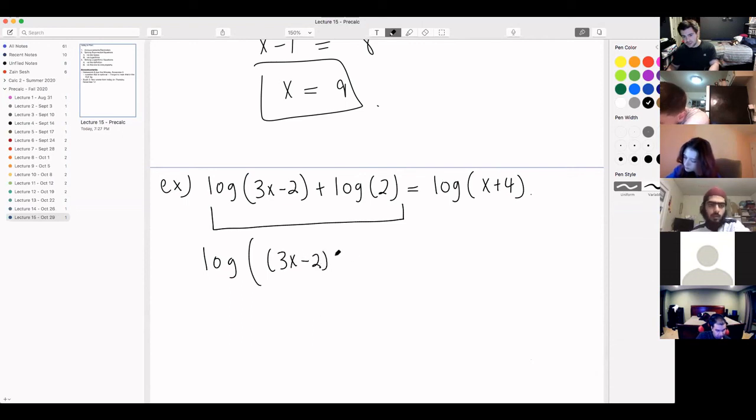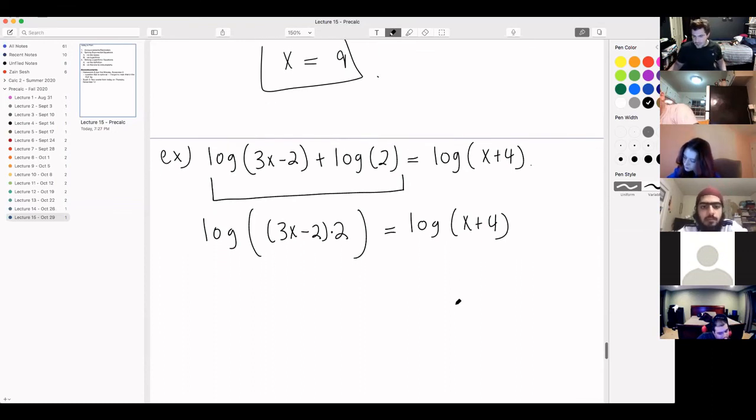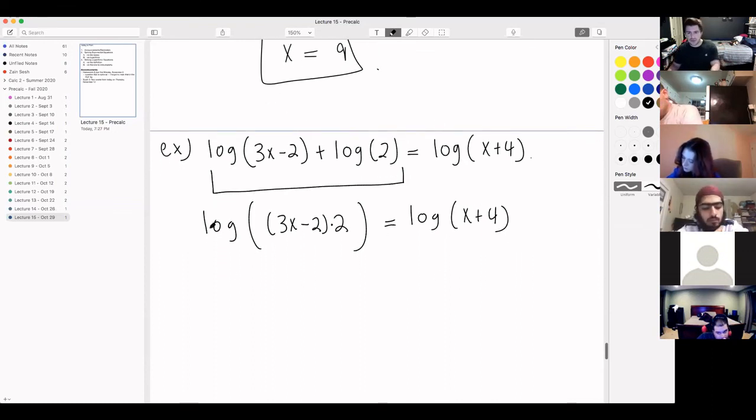Okay, so the left side can be rewritten as log of 3x minus 2 times 2. Okay, and that is still equal to log of x plus 4. So let me know, is everyone okay with going from the first line to the second line? I am just using that product rule to rewrite the left side as one logarithm, so you have to multiply the inputs together. I multiply 3x minus 2 by 2. Good.